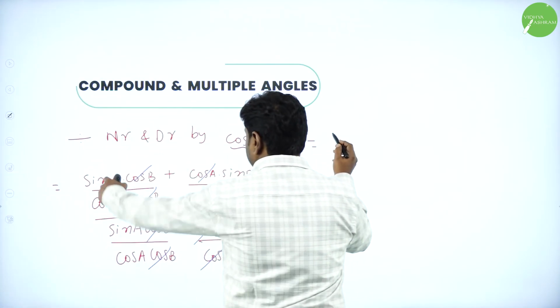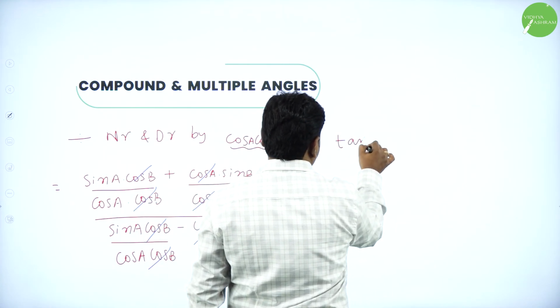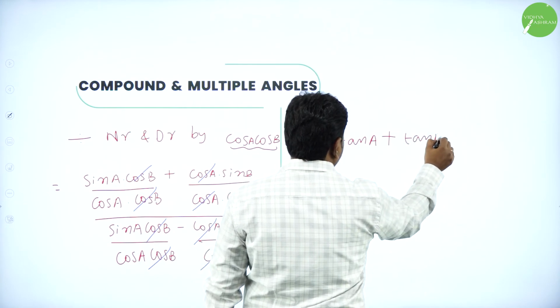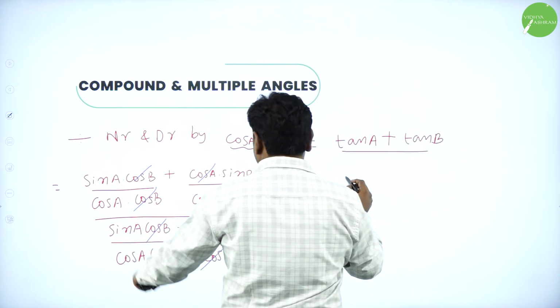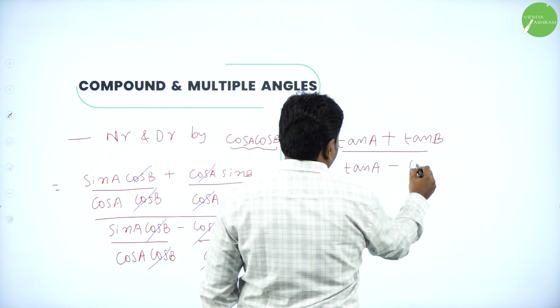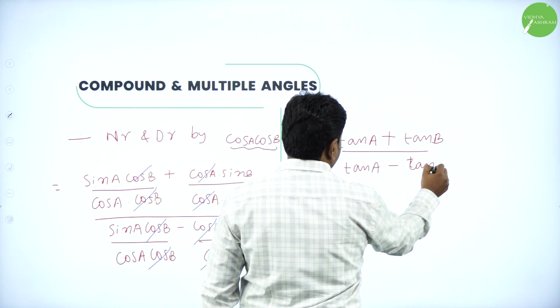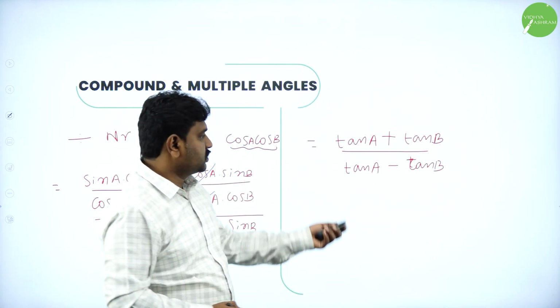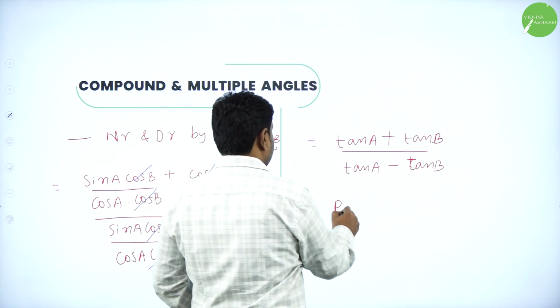So now sin A by cos A. All of you know sin by cos is what? Tan A. Plus is there, right? Plus sin B by cos B, tan B. Denominator sin A by cos A, tan A. Minus sin B by cos B, tan B. So you got tan A plus tan B by tan A minus tan B. So hence the proof. This is your RHS.